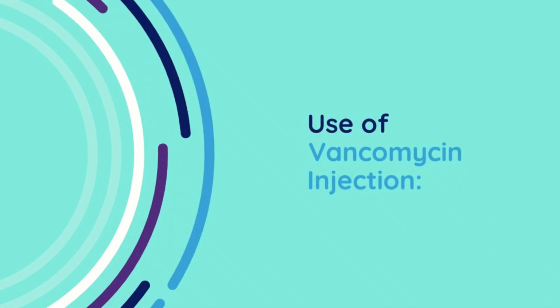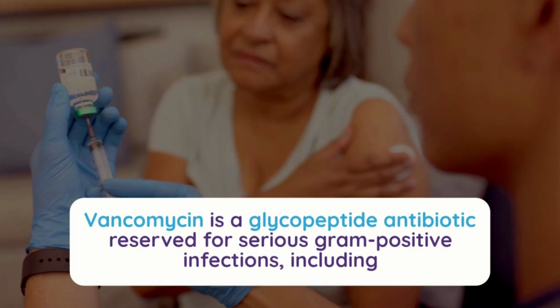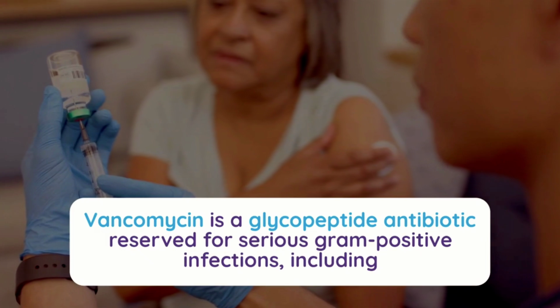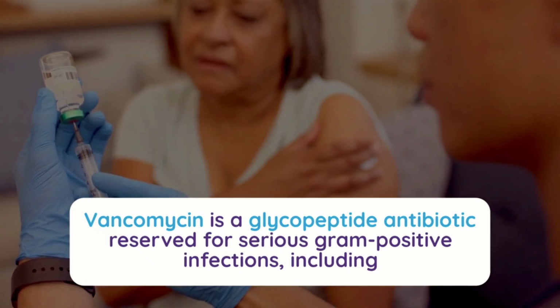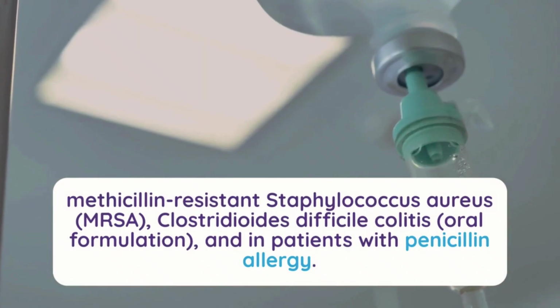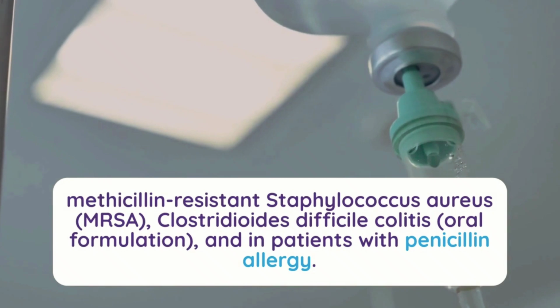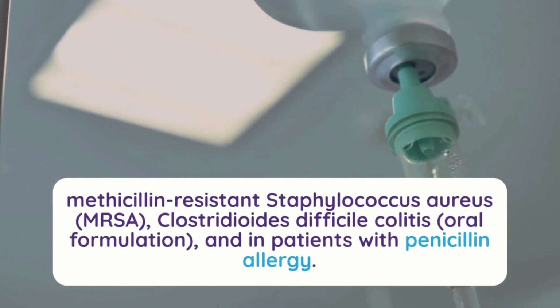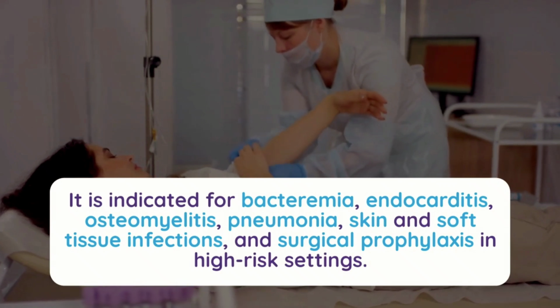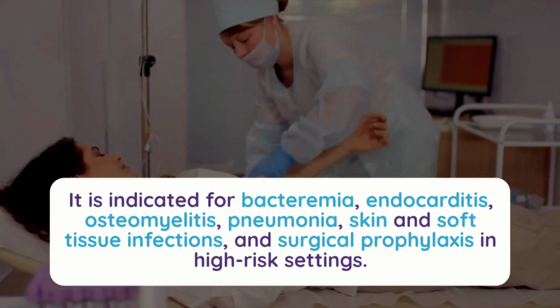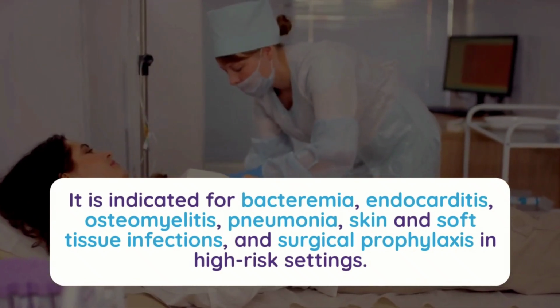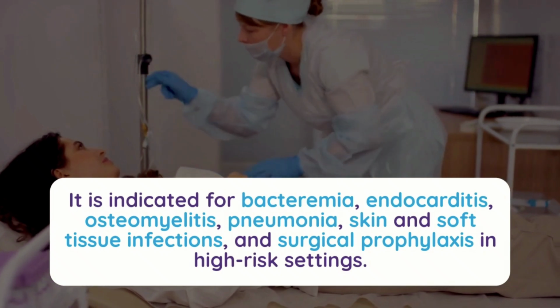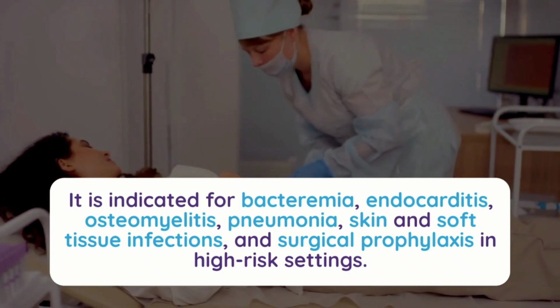Use of Vancomycin Injection. Vancomycin is a glycopeptide antibiotic reserved for serious gram-positive infections, including methicillin-resistant Staphylococcus aureus, Clostridioides difficile colitis, and in patients with penicillin allergy. It is indicated for bacteremia, endocarditis, osteomyelitis, pneumonia, skin and soft tissue infections, and surgical prophylaxis in high-risk settings.